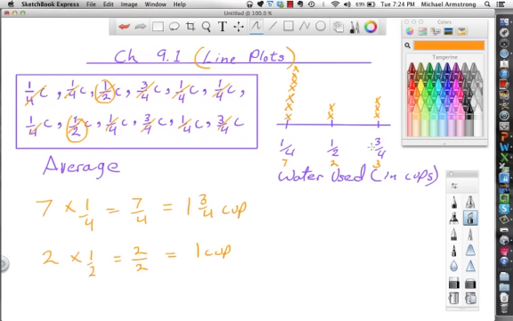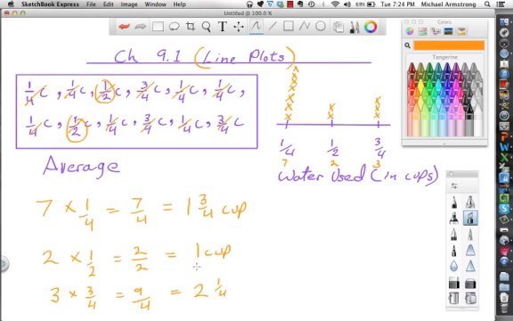And then we do it a third time for the 3/4. There are 3 of them, times 3/4, and that equals 9/4, which is 2 1/4. Correct? Good. So we have all of those.